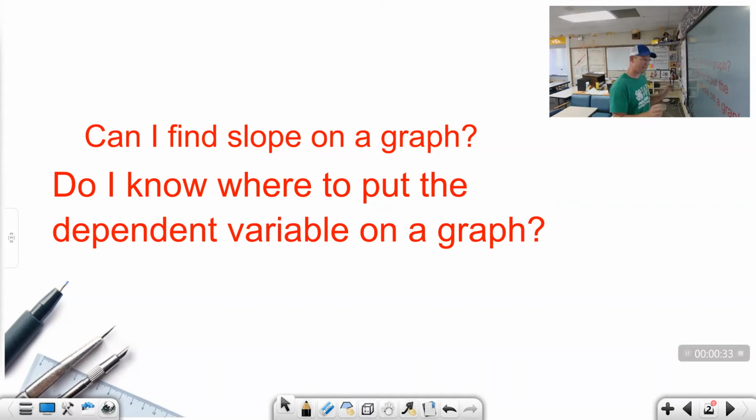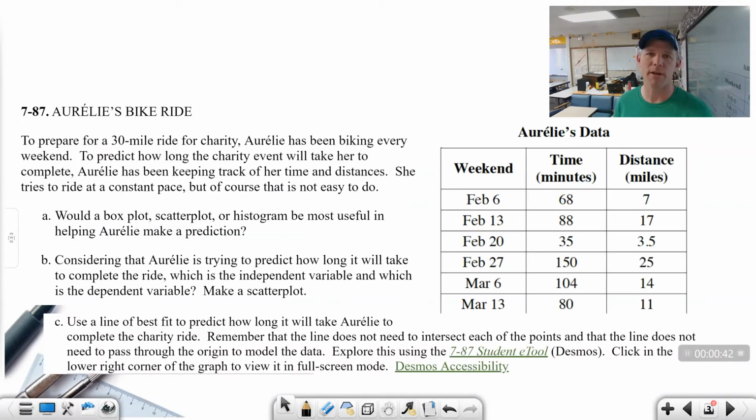Do I know where to put the dependent variable? There's always the independent on the x-axis and the dependent on the y. And today's problem is a little bit different, and oftentimes people get tricked. So here we go. Areli's bike ride.